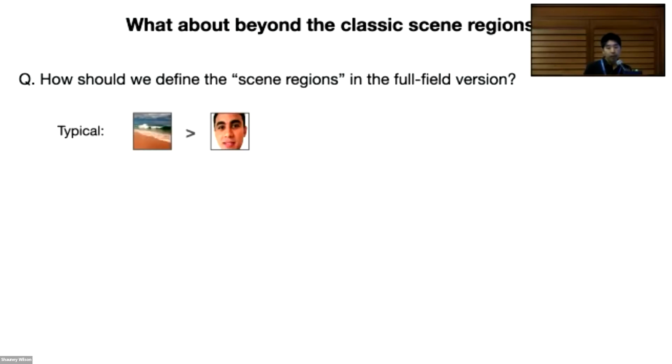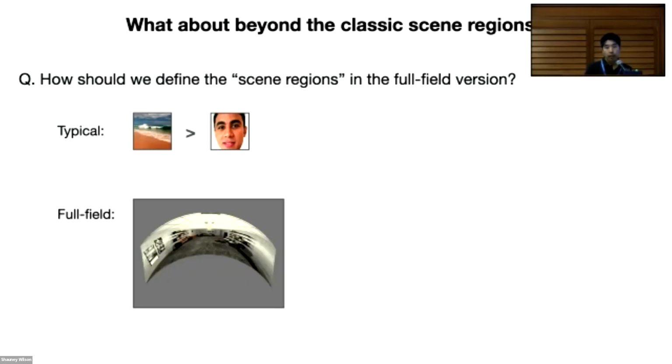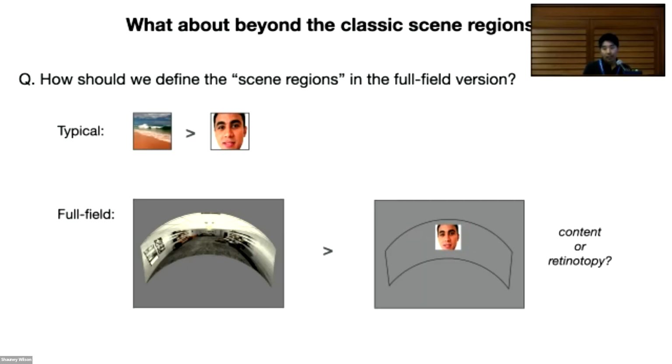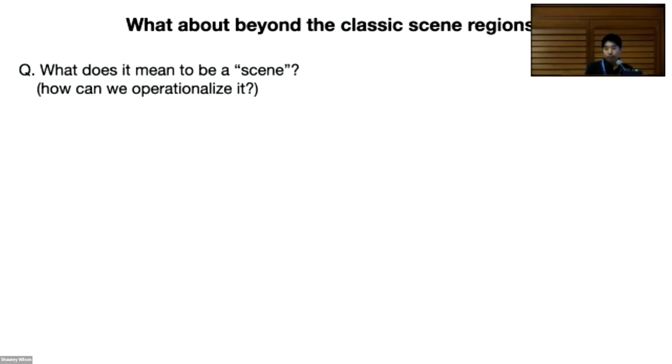So as I mentioned before, a typical contrast is scene minus face, and here we have the full field scene. So all we needed to do was to contrast it with the full field faces. But what do we even mean by full field faces? Should we use a single face? It doesn't feel quite right because now the content and the retinotopy are confounded. So we had to take a step back and rethink this issue. We did it by asking what it means to be a scene, or how we can operationalize it.